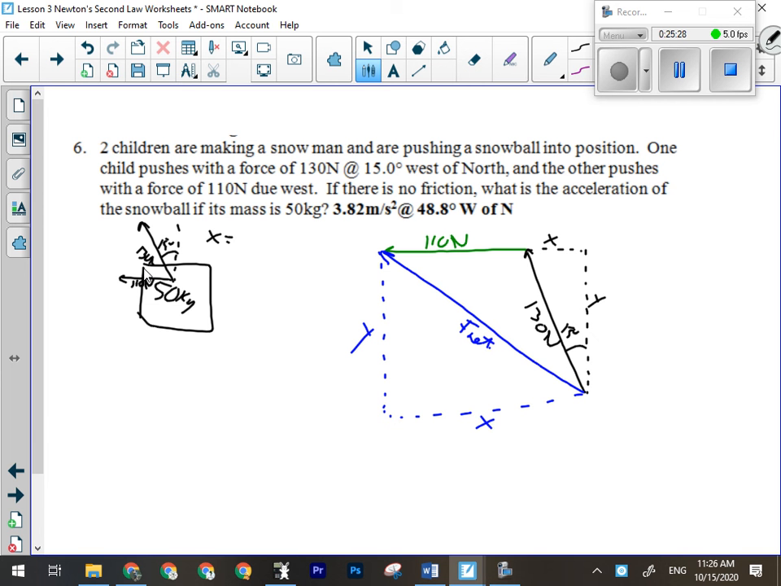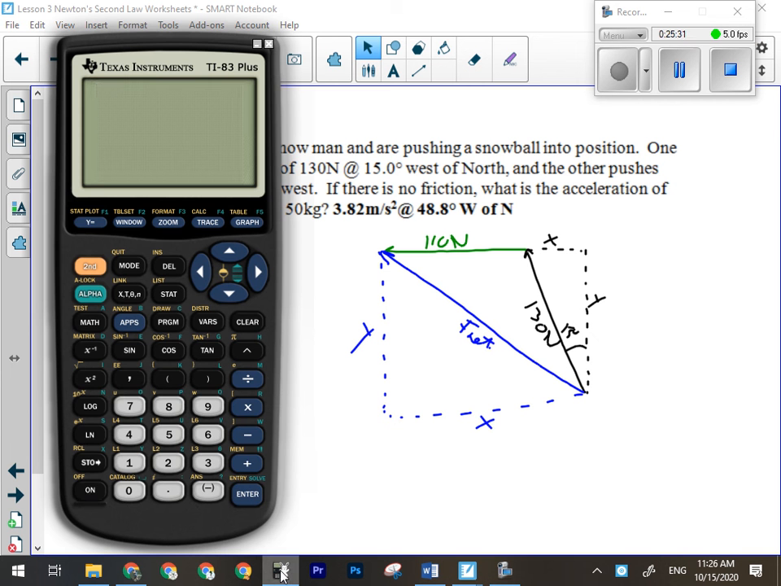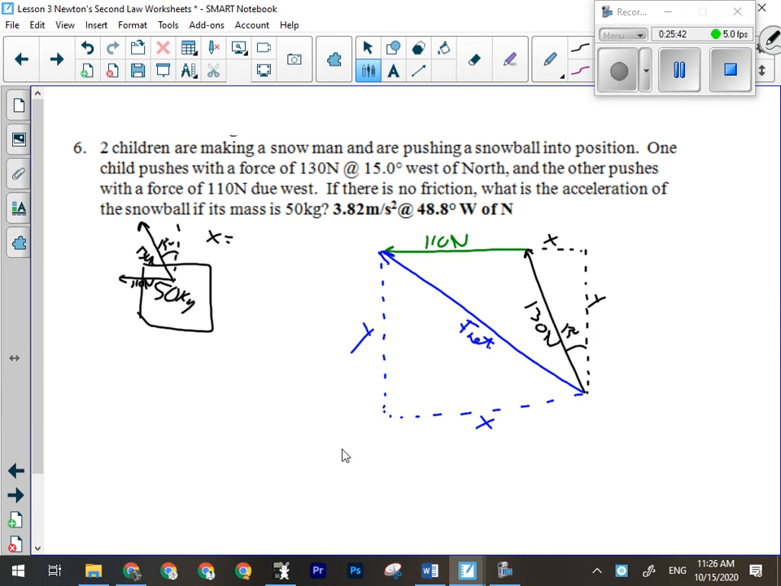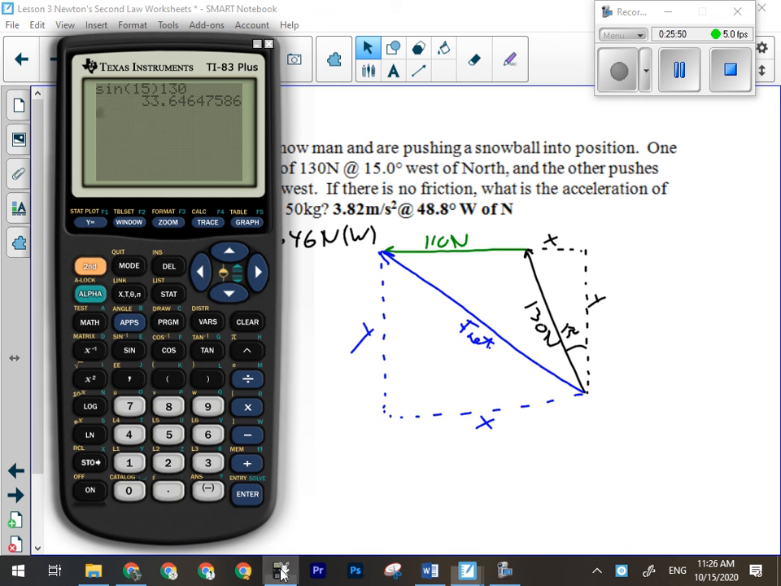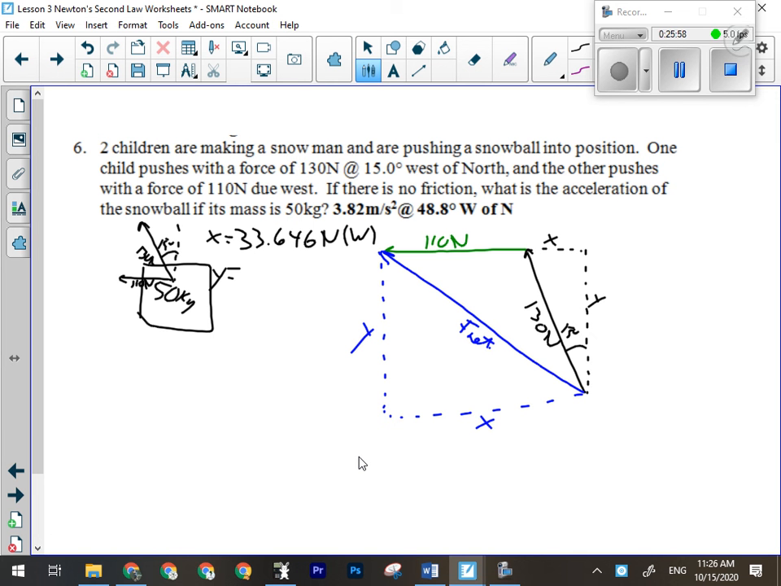Black X is my opposite side, so that'll be the sine of 15 times 130. So that side's 33.646 newtons, and that will be west. And my Y component is the adjacent side, so it would be the cos of 15 times 130, and so 125.57 newtons north. Then obviously my green one only has an X component.